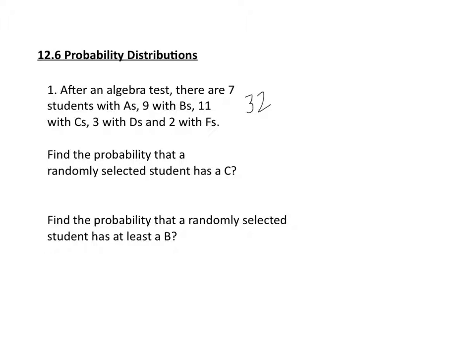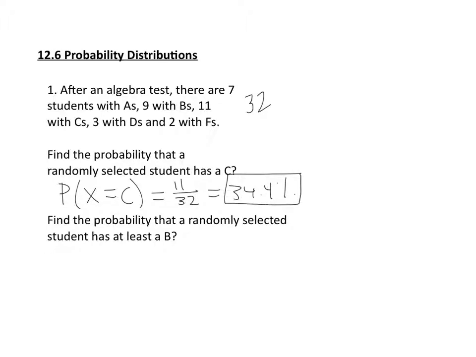So we're going to write the notation as probability that x equals a C here is equal to 11 out of 32 equals 34.4%. So practicing using that new notation. So again, the probability that x, that's what we would like to figure out, equals a C. Let's look at the next question.